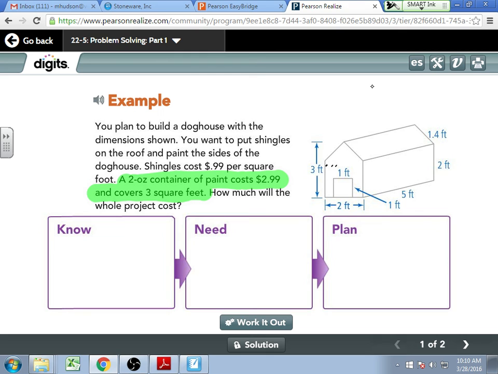If you're struggling, here's a hint. I got a question for you guys. What would the height of the triangle on the top section of your doghouse be? Why? Because it's the size of the dog. Oh, yeah. The whole thing is 3 feet tall. This section is 2 feet tall, so this must be 1 foot tall.